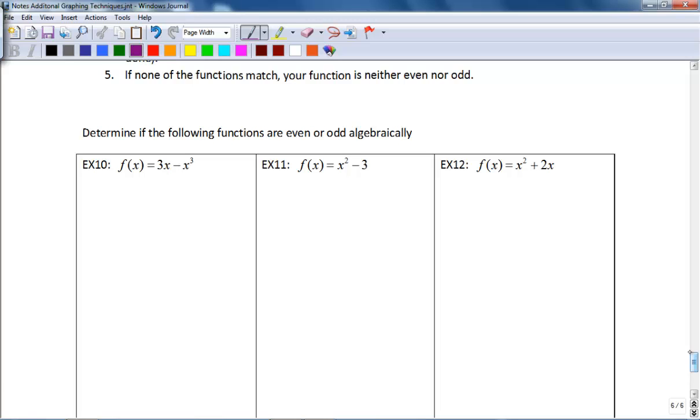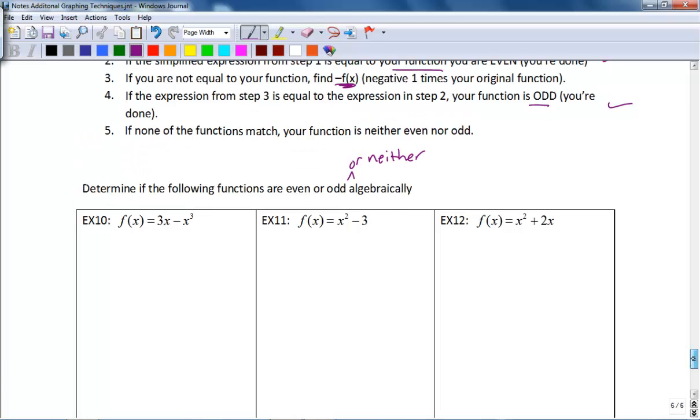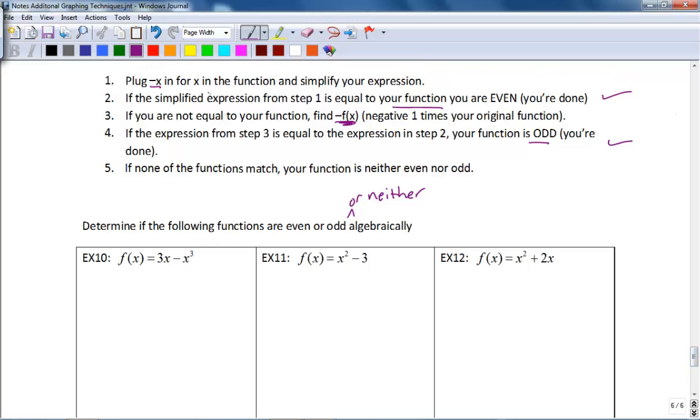So let's go ahead and take a look at if these functions are even, odd, or neither. The directions are to determine algebraically if the following are even, odd, or neither. Let's start with the first one. Step 1 says plug in a negative x for x and simplify my function. So I'm going to find f of negative x. Well, this is just a function value, and it tells me everywhere there's an x in my f of x, I need to plug in a negative. So I'm going to write 3 times negative x minus negative x raised to the 3rd power.